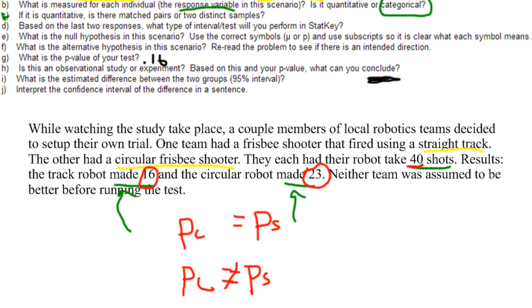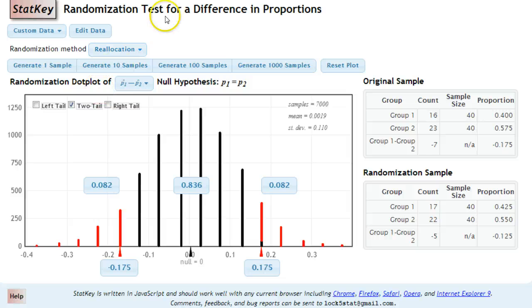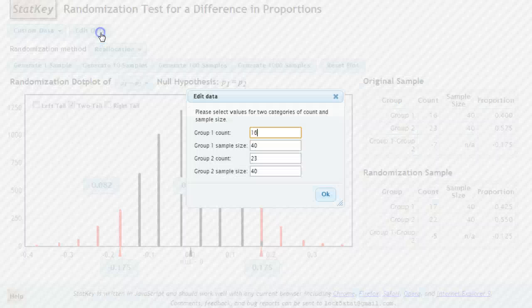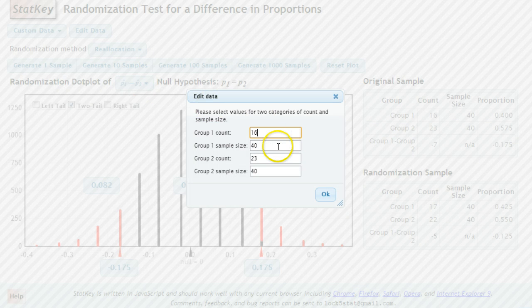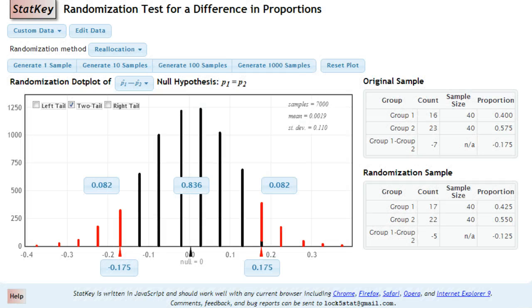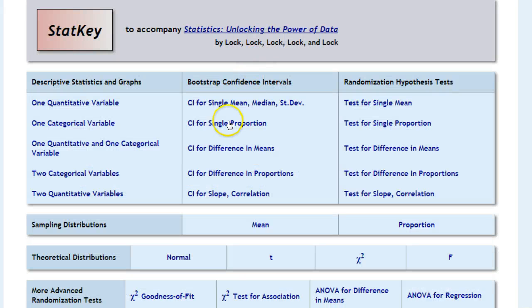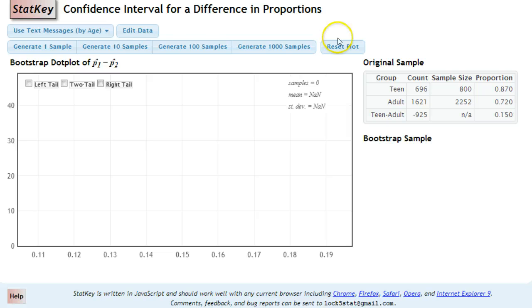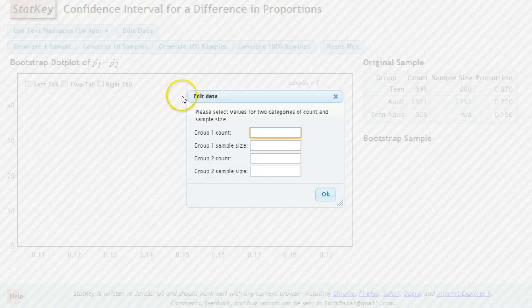If we want to find an estimated difference between the two groups using a confidence interval, we can copy and paste our original data that we had, or just retype. We have 16 out of 40 and 23 out of 40. And from our main screen here, we see that we have the confidence interval for the difference of proportions. You click on that, it takes you here, and again you're going to type in your 16 out of 40 and your 23 out of 40.